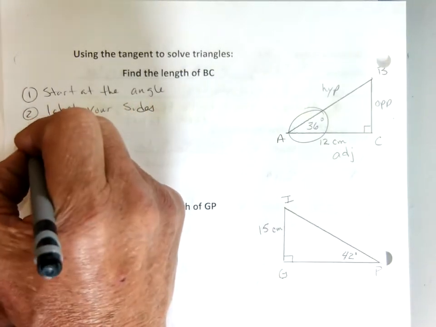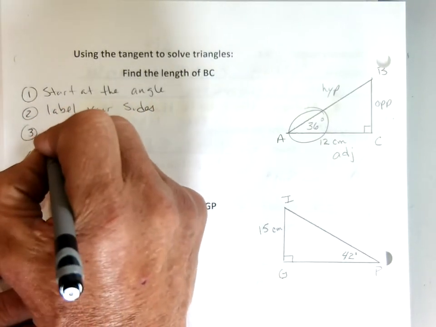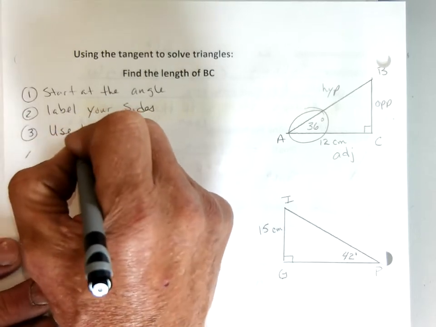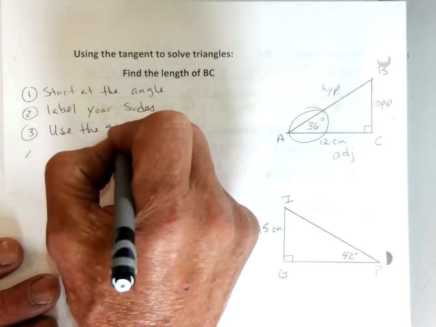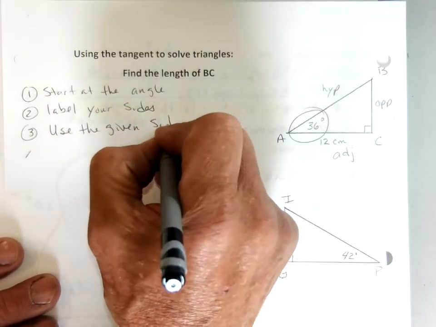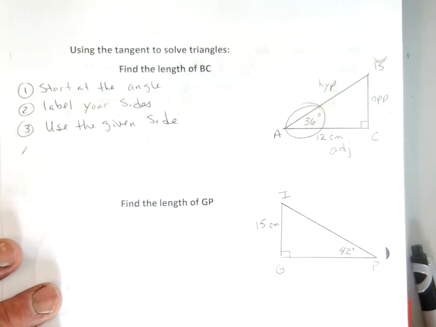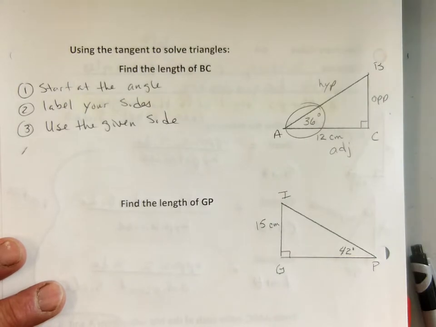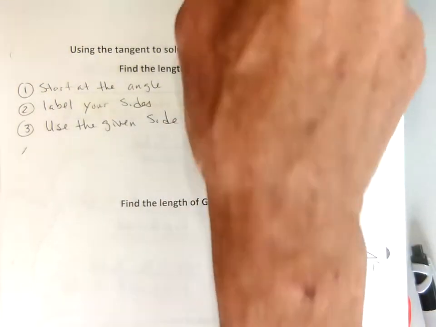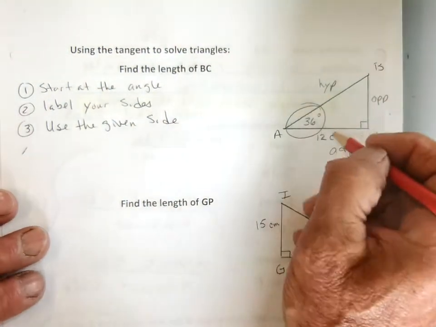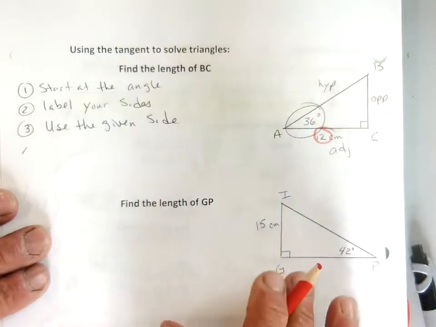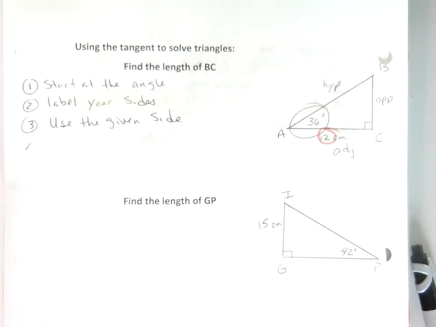3. Use the given side. What's my given side? What side do I know? Yeah, I know the adjacent. That's 12. Everybody agree with that? I know the 12. And then, what do I want to solve for?